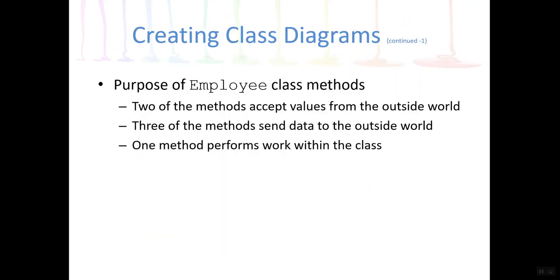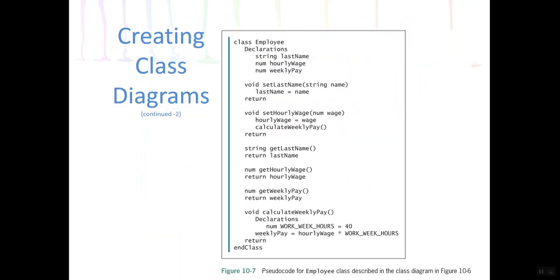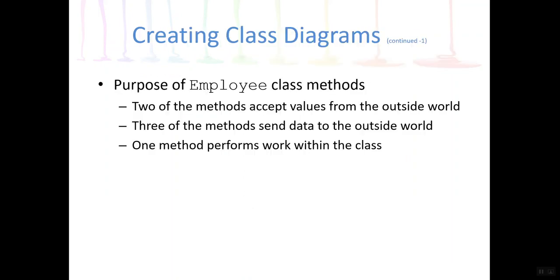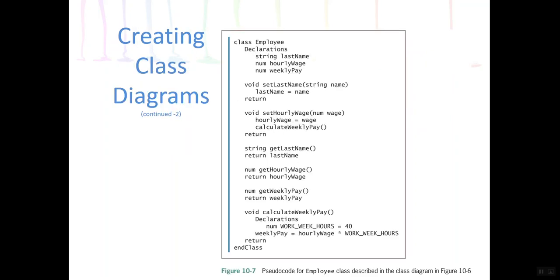So employee had several methods. Two of the methods accept values from the outside world. Those are set last name and set hourly wage. Data is coming in. We're using it to update our own variables inside of this class. Three of the methods send data to the outside world when the outside world requests it. That's get last name, get hourly wage, and get weekly pay.